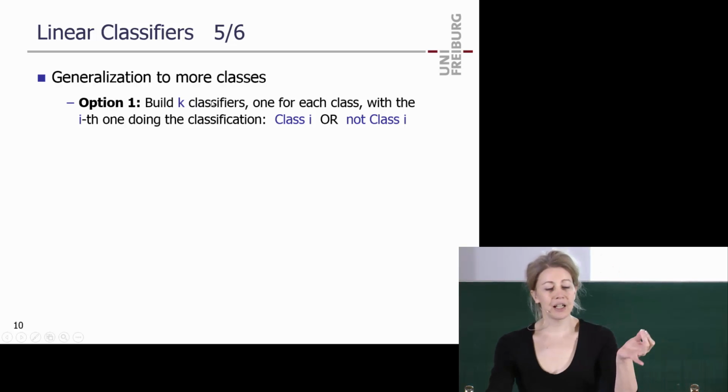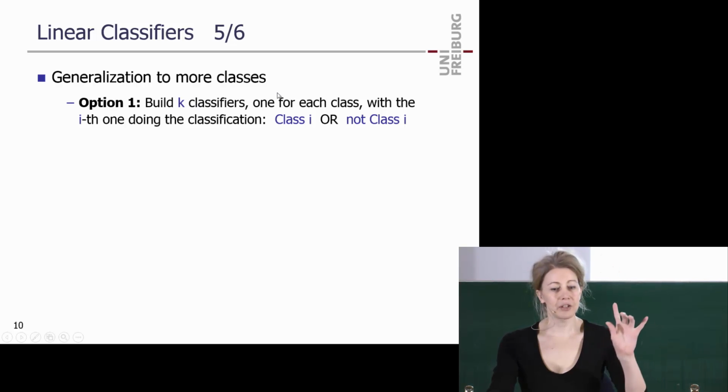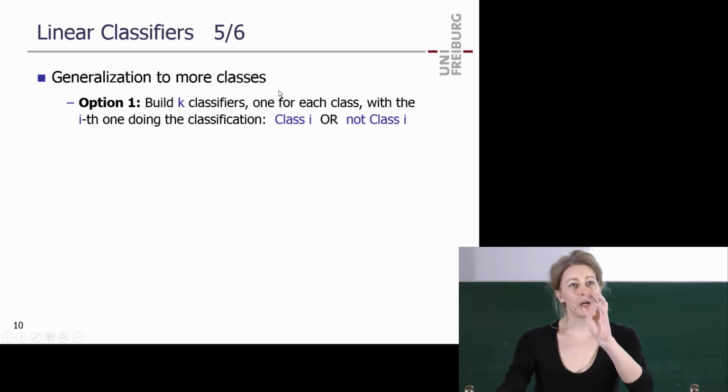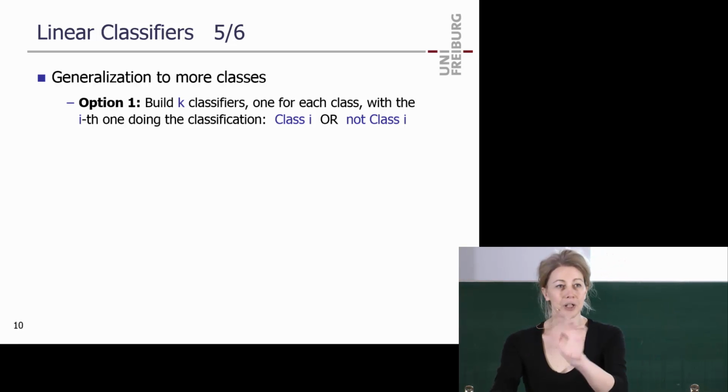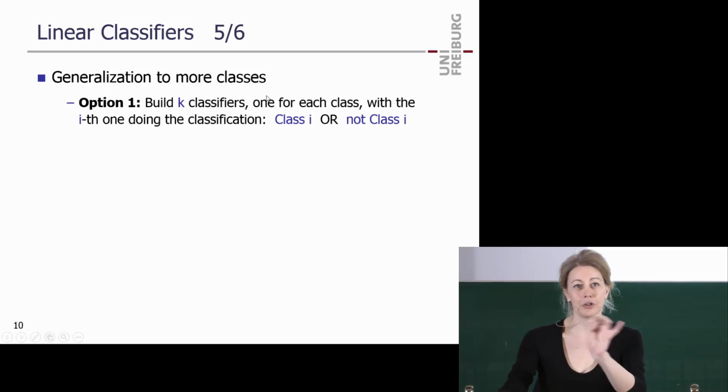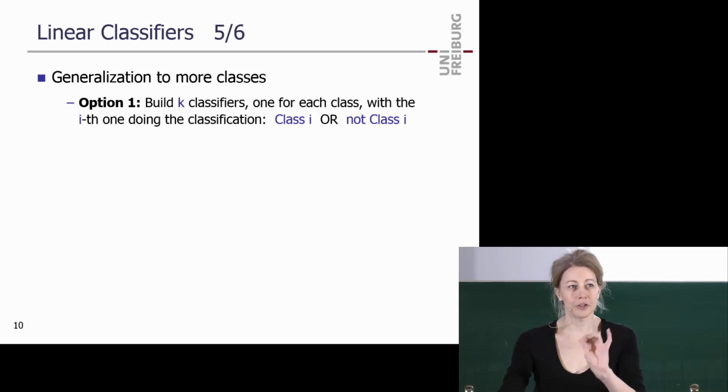You just build K classifiers, right? For example, think of the movie genres. Now I just have one for comedy, which just classifies: is it comedy or not comedy? One classifier which just does this. Then you have one classifier: thriller or not thriller, animation or not animation, science fiction or not science fiction. So you have 5 if you have 5 classes.